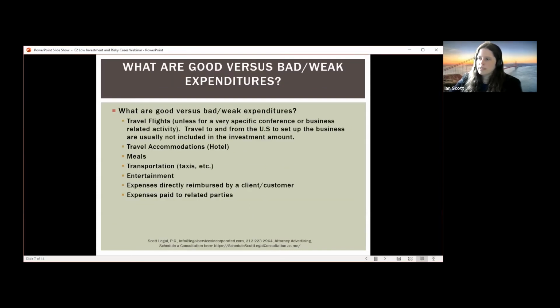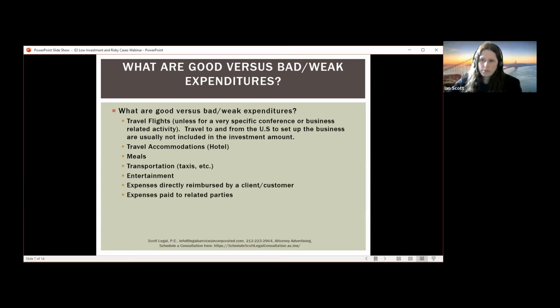So we just talked about some good, strong expenditures. Let's talk about some bad expenditures. So things like travel, accommodations like hotels, any meals, transportation, any entertainment, expenses directly reimbursed by a client, expenses paid to related parties.